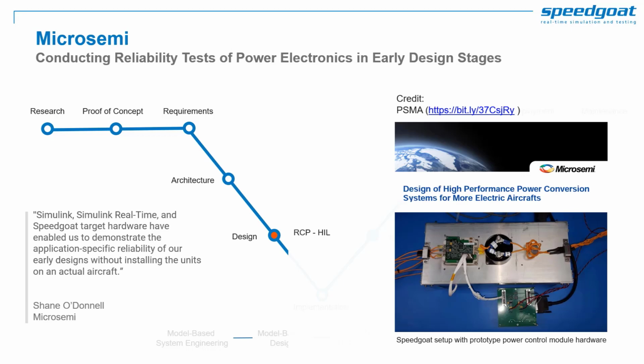HIL testing can also support you as the designs narrow down. For instance, Microsemi used Speedgoat to prototype early designs of their power control module. Instead of testing the setup in the actual aircraft, as in the traditional rapid controller prototyping workflow, Microsemi conducted real-time testing against a virtual electric drive running on FPGA. The setup ran on a single Speedgoat system.